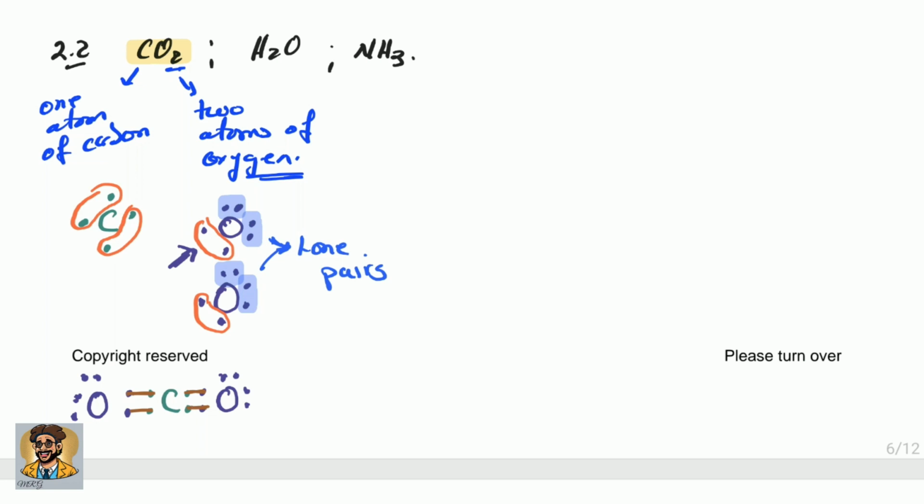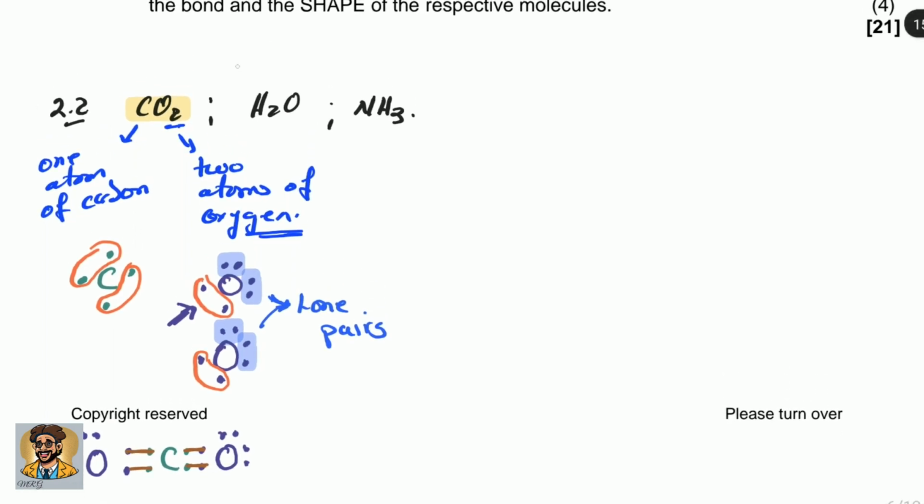For water, if you look at water, we have 2 atoms of hydrogen and 1 atom of oxygen. So to do this water molecule, we have to do the same. We are going to do the Lewis dot diagram for each of the atoms, for 2 hydrogen as well as for 1 oxygen. So let's begin with the oxygen.